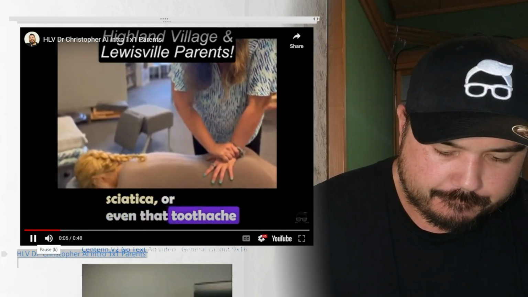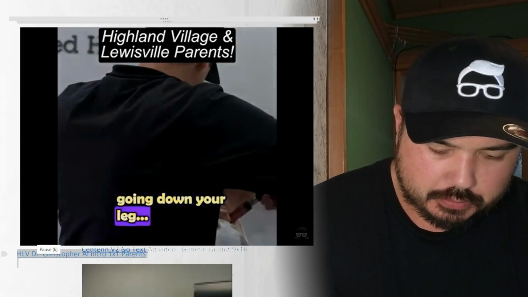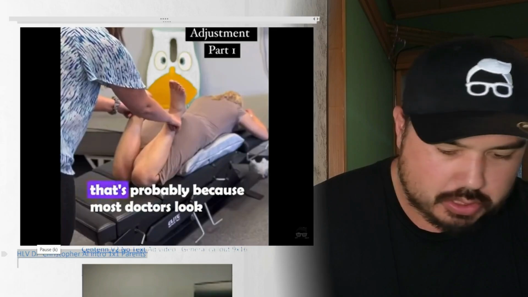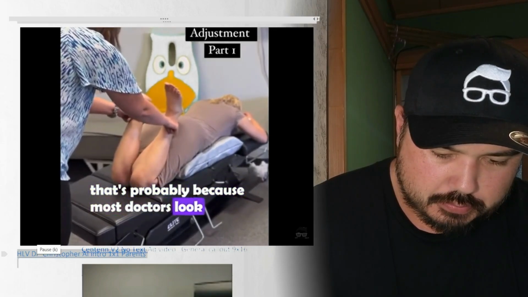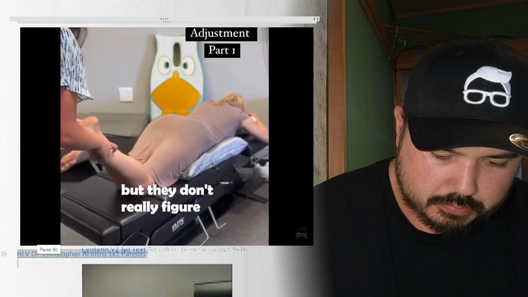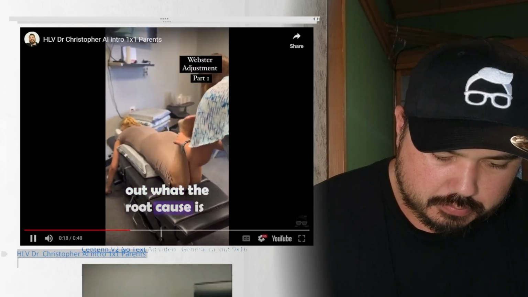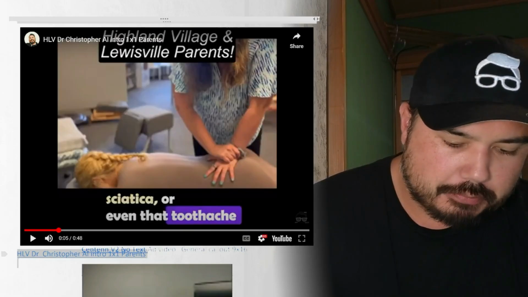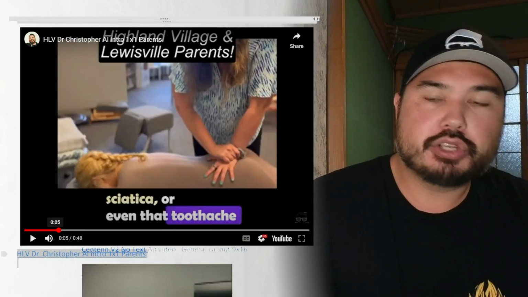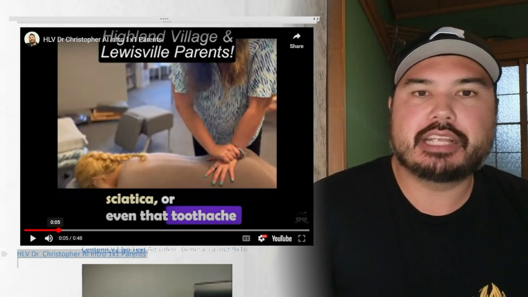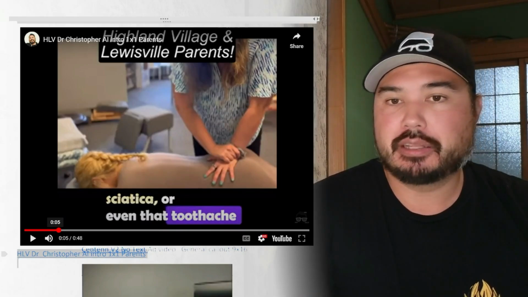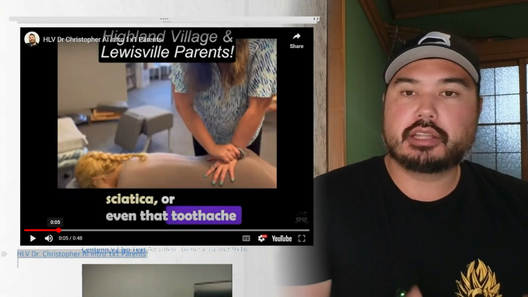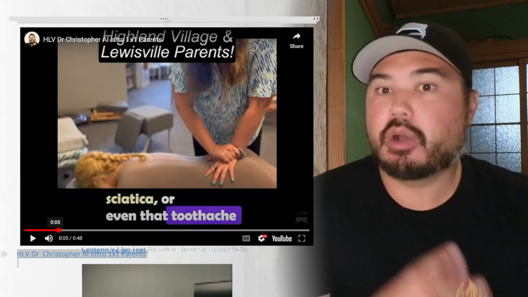Even that toothache. Stop. Going down your leg, and you've tried everything, but nothing seems to work. That's probably because most doctors look at and treat the symptoms, but they don't really figure out what the root cause is. What I do differently with my... So I would go from problem straight into solution. It's a toothache, XYZ. We focus on treating the problems, the cause of the problems, so that you can live your life in less pain. And then I would cut to my guy.